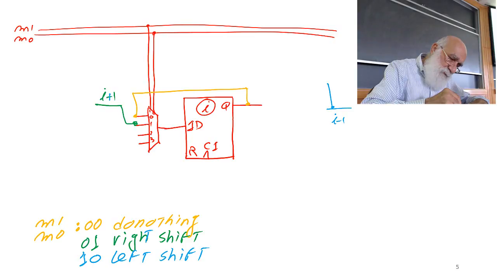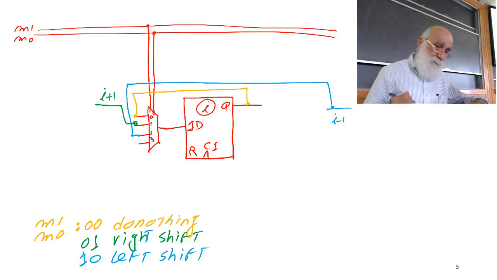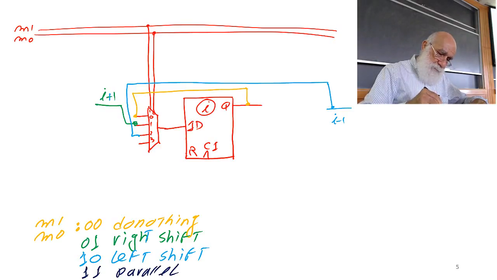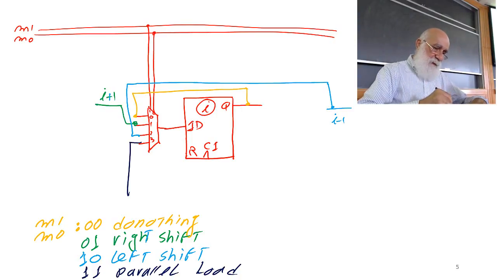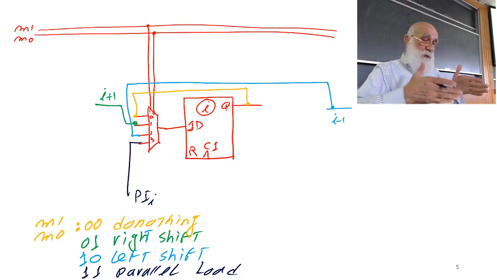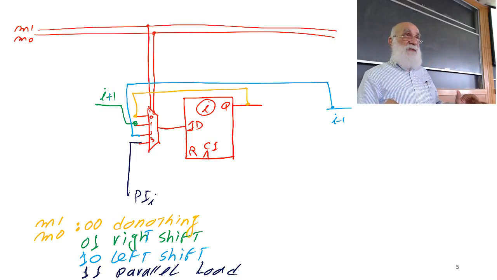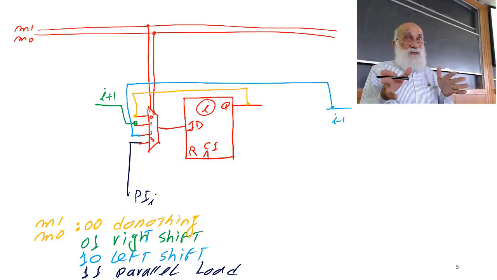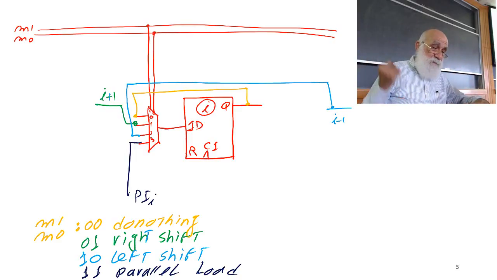And this is done as such. And then my flip-flop can also have 1 1, which is parallel load, in which case I'm taking parallel input bit number I, putting it into the flip-flop. Okay, so you repeat this flip-flop 4 times, and that would be a shift register that can do right shifting, left shifting, and so on.